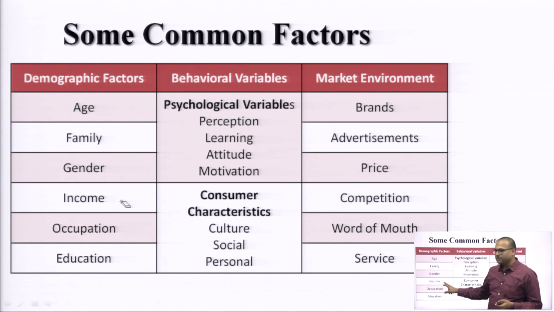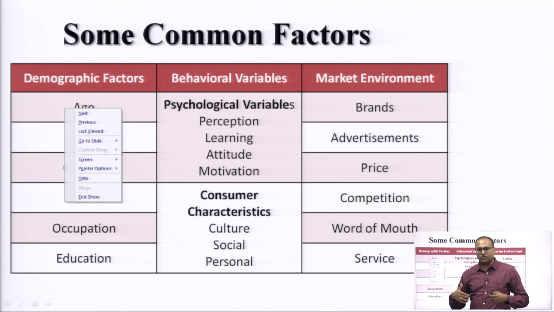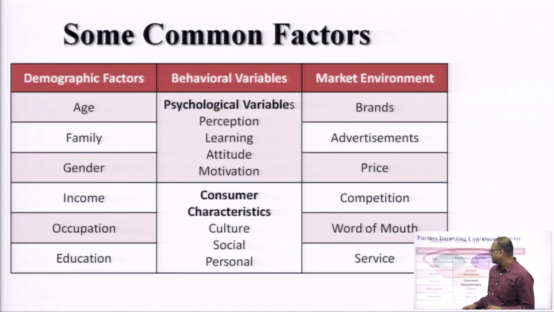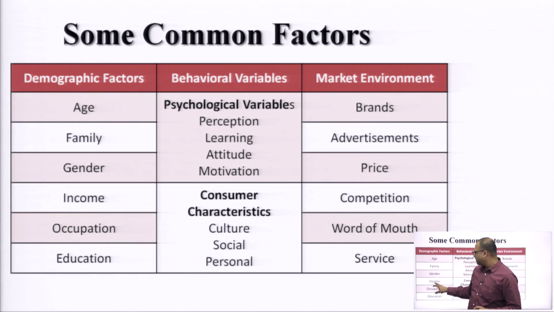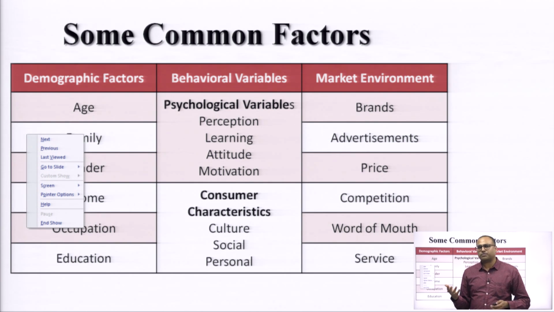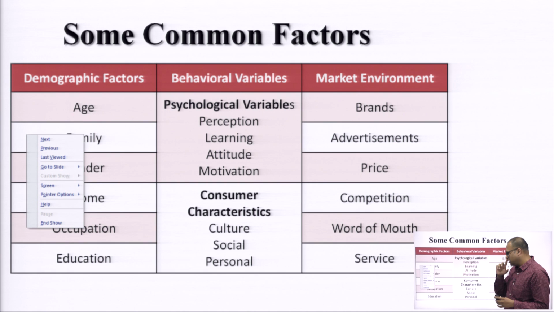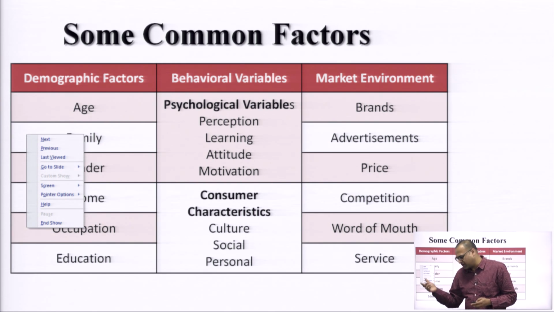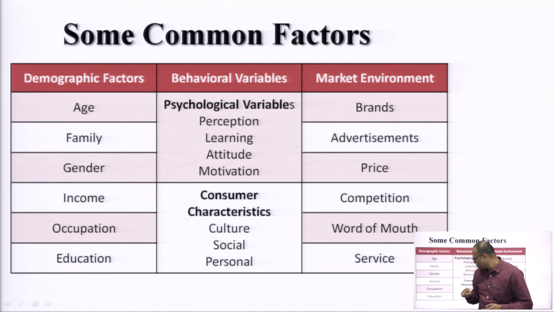Going to income, income also depends upon occupation. The occupation of a particular person governs the income he gains. Income is directly proportionate to occupation. Occupation and income go hand in hand.